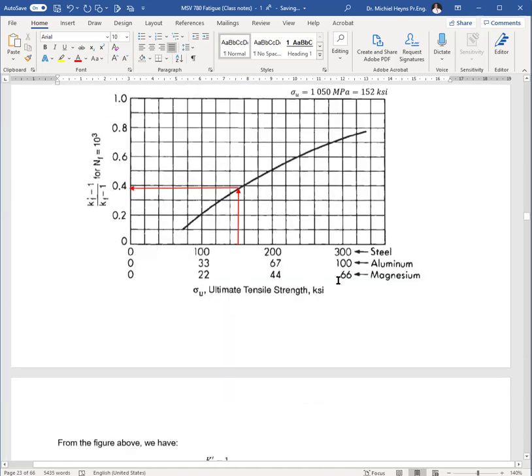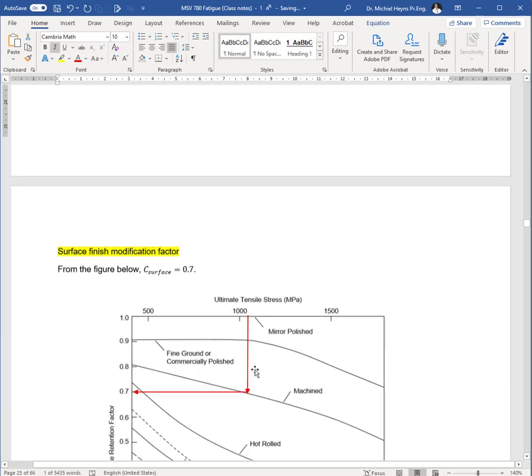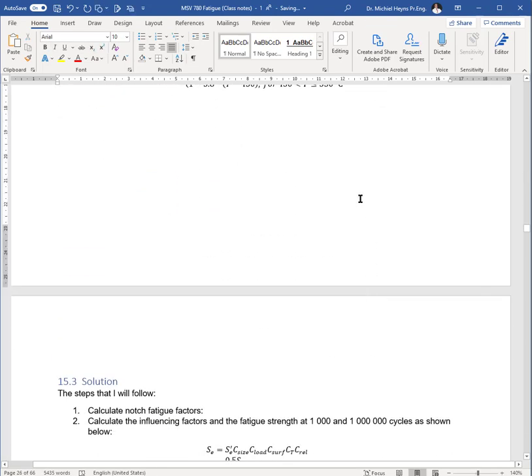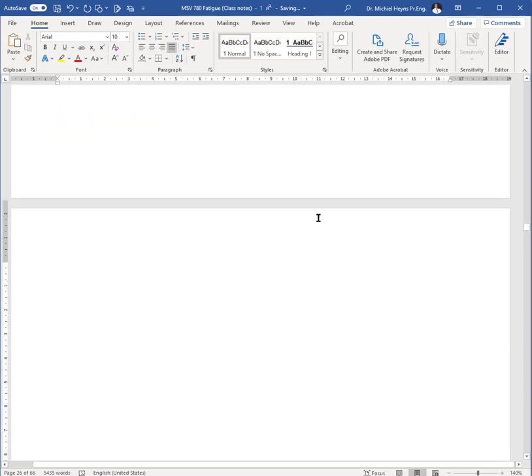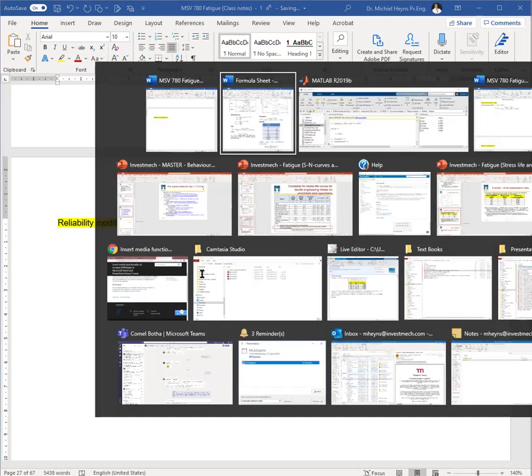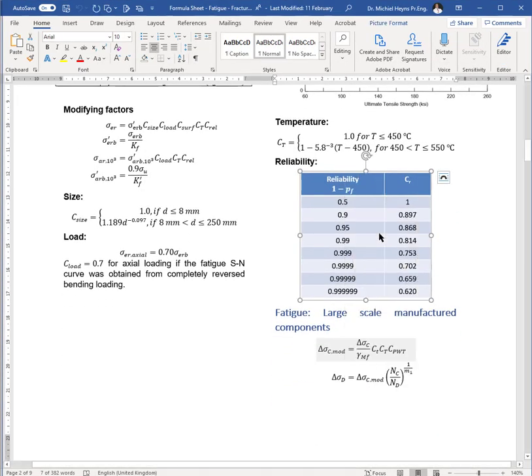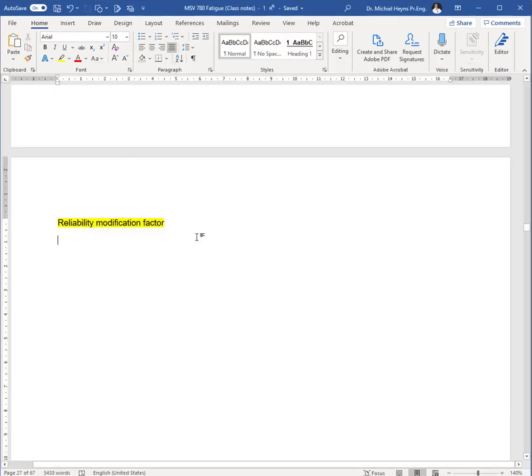Now, the next one that we need to look at is our reliability. Reliability has got to do with probability of survival. Now, let's put the new one in here so that we can work with reliability. Our reliability modification factor is again coming from the formula sheet. I've summarized them in your formula sheet. Let's take this one here and take it to our problem.